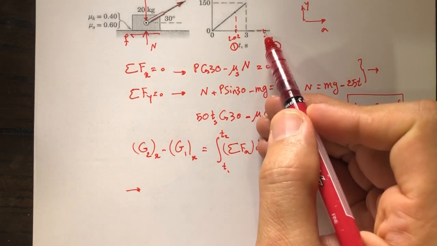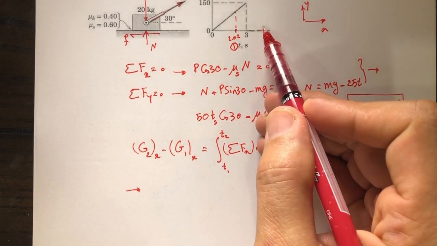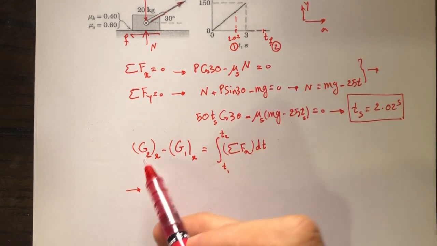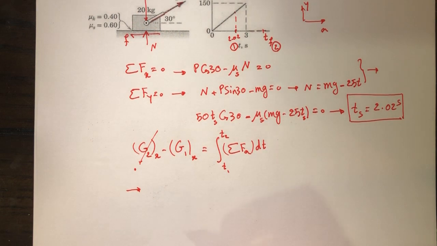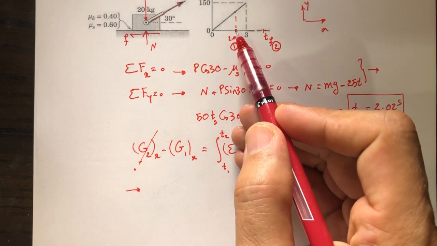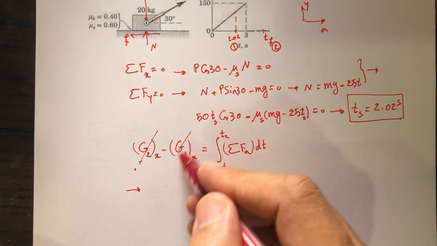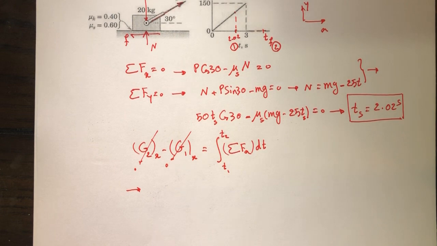What is G2? At the end, everything is going to stop. The block is going to stop here. So the linear momentum is going to be equal to 0, right? So this one is equal to 0. And G1, at the beginning, the initial velocity is equal to 0 because it is just starting to move. So this one is going to be equal to 0 too.